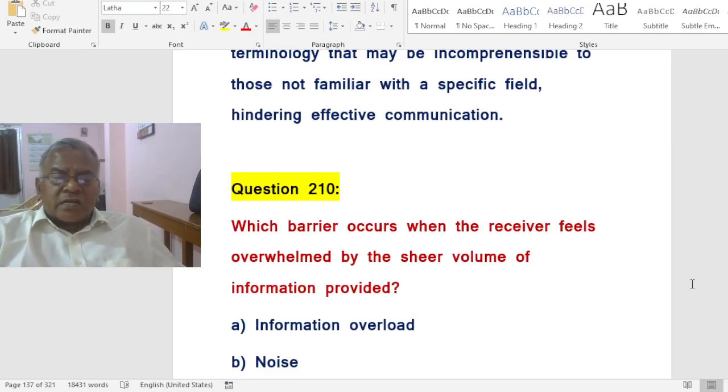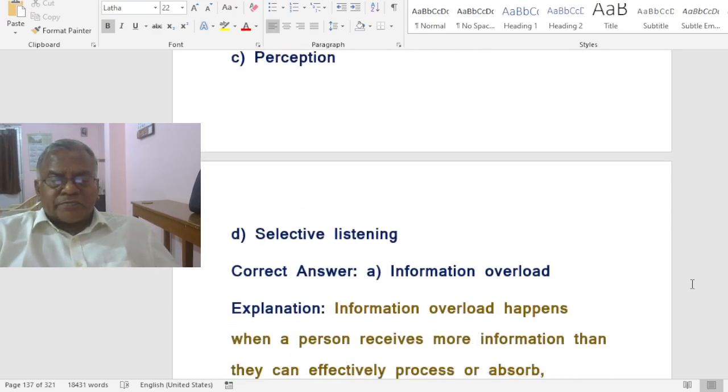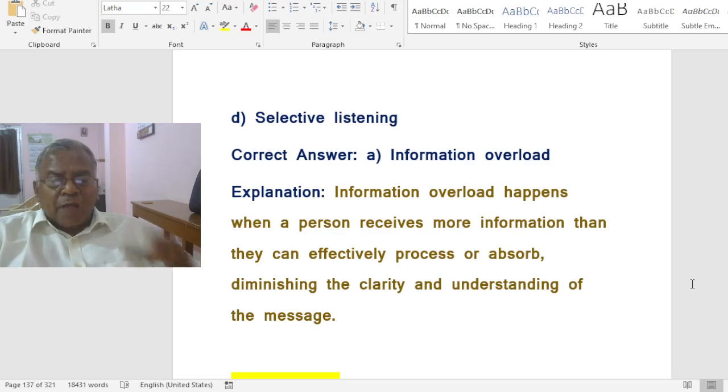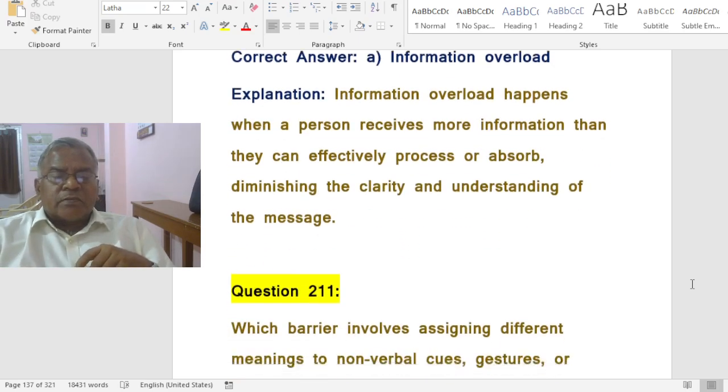Which barrier occurs when the receiver feels overwhelmed by the sheer volume of information? That is information overload. Just now we explained, information overload happens when a person receives more information than they can effectively process or absorb, diminishing the clarity and understanding of the message.